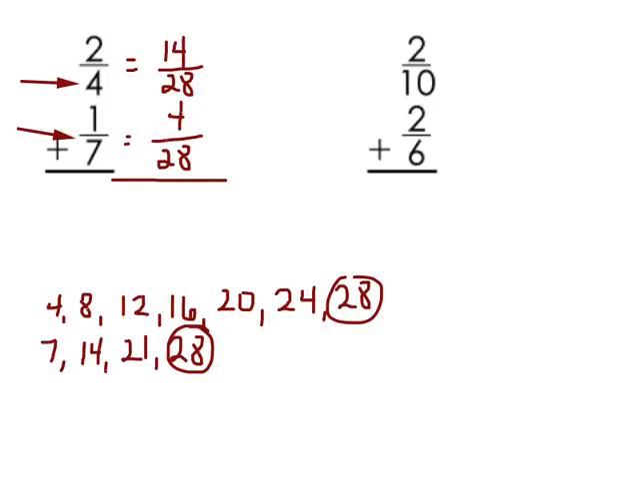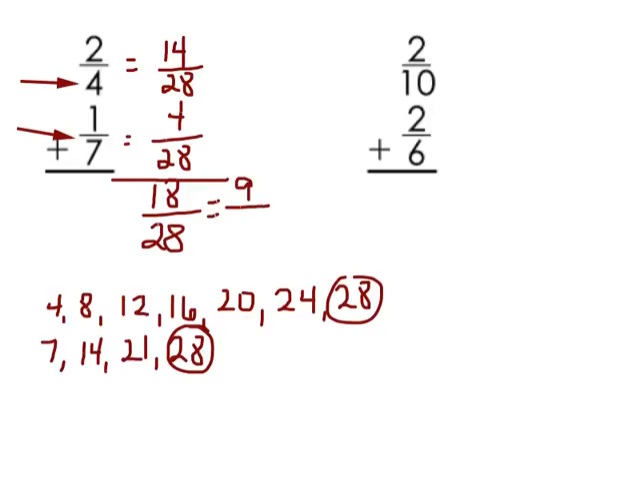So now my denominators are the same, so I'm going to bring that into my answer. And I'm going to add 14 plus 4 and get 18. And that can be simplified. They're both even numbers. So I know I could divide by 2. 18 divided by 2 is 9.